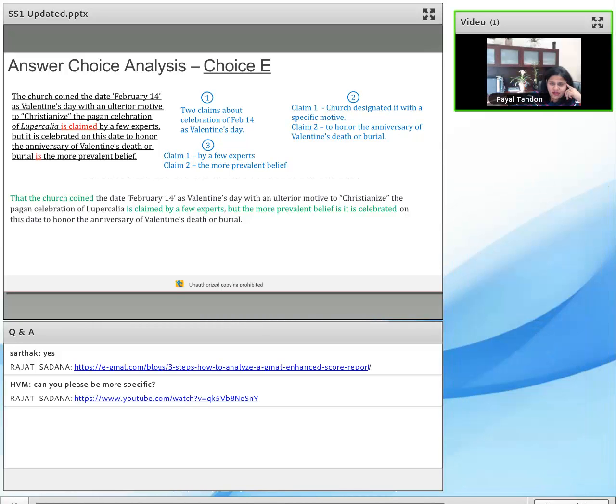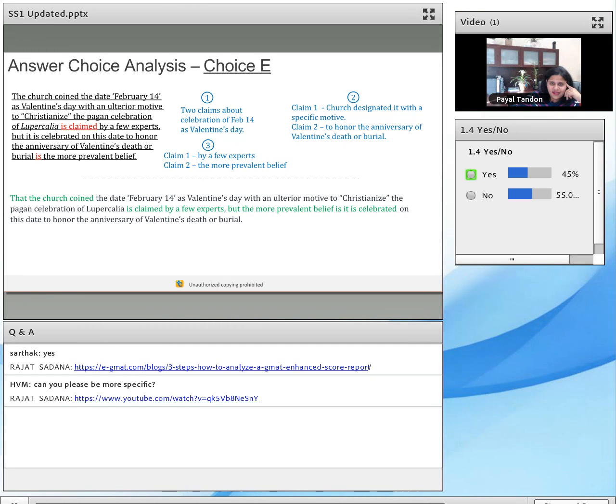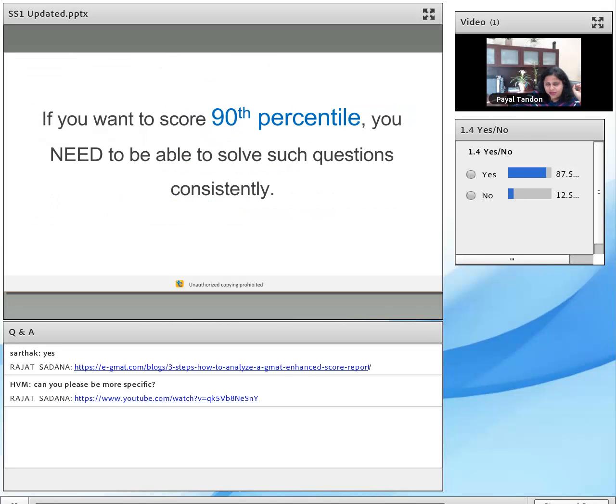How many of you rejected choice E because you felt that the sentence structure was a bit odd? That the church coined the date, blah, blah, blah. It just seems like a weird sentence structure. That's why you rejected choice E. I'll elaborate on that part as well. But choice E is the correct answer choice.